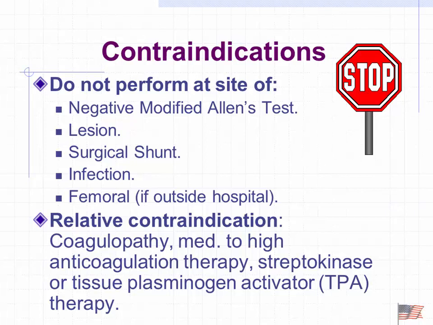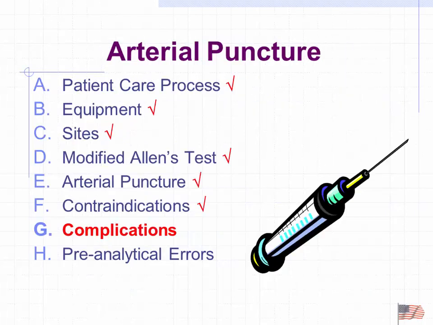Who do we do a blood gas on? Negative modified Allen's test? Absolutely do not do it. If you got a lesion there, if you got a surgical shunt, say for hemodialysis, a lot of times they'll put it in the wrist. Noticeable infection. And again, never going to do a femoral outside the hospital. I don't know why you wanted to, but whatever. And then all those other ones are relative contraindications, meaning you weigh the risk-reward that you have there. It's not absolute, but it's relative.